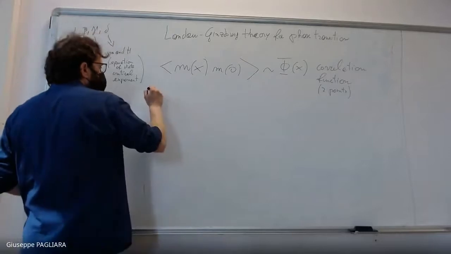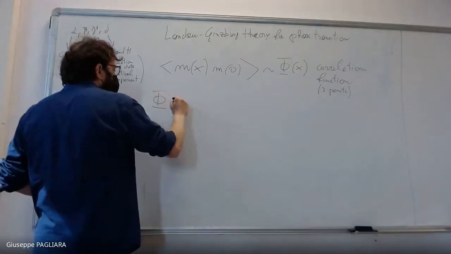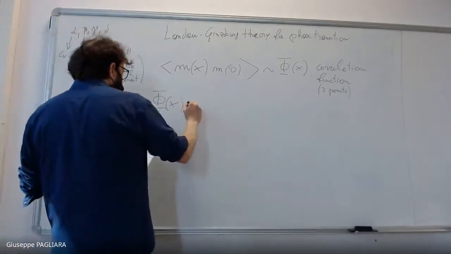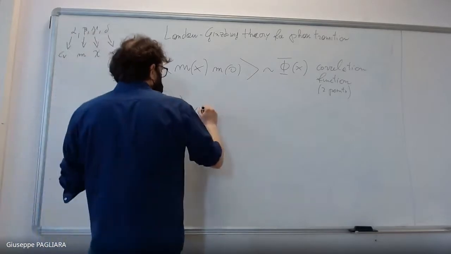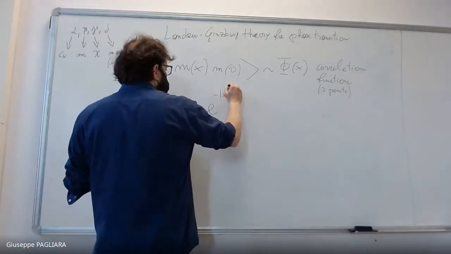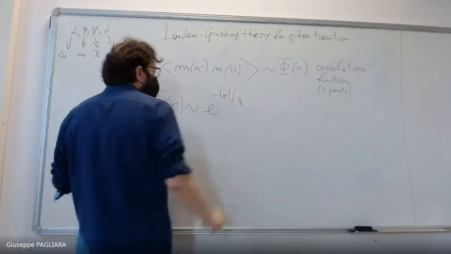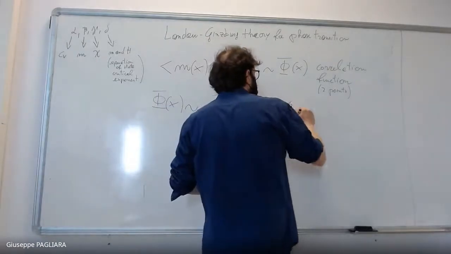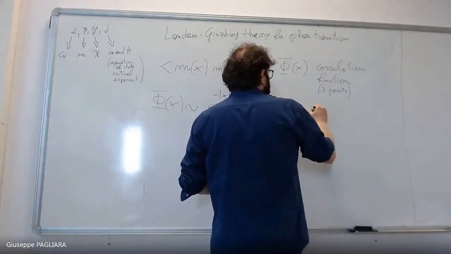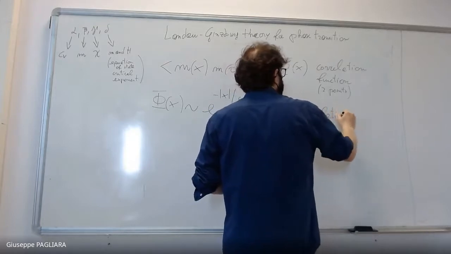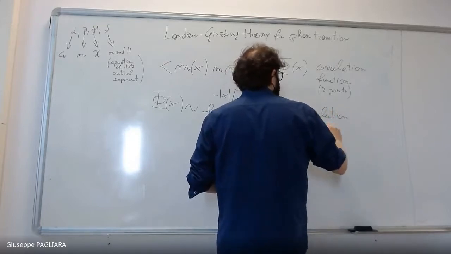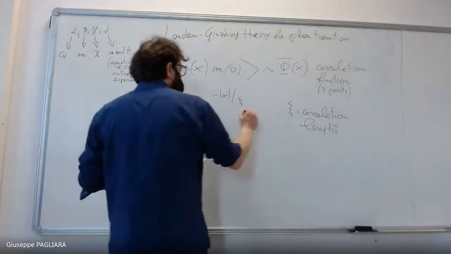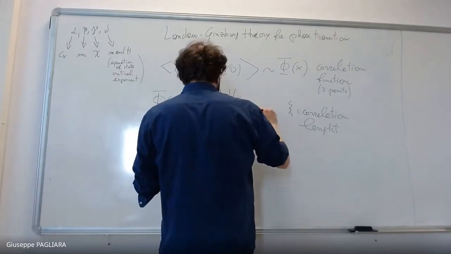I will not comment much on that, but one can find that phi of x has the following behavior within this theory: e to the minus |x| divided by xi. Sorry if I write it down in this way, but I cannot do it much better. This guy, xi, is called the correlation length. And there is an additional |x| to the minus p.